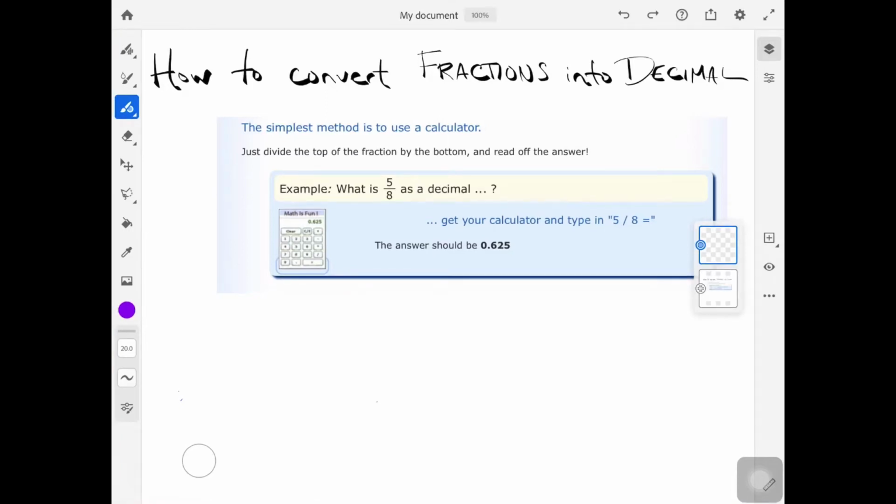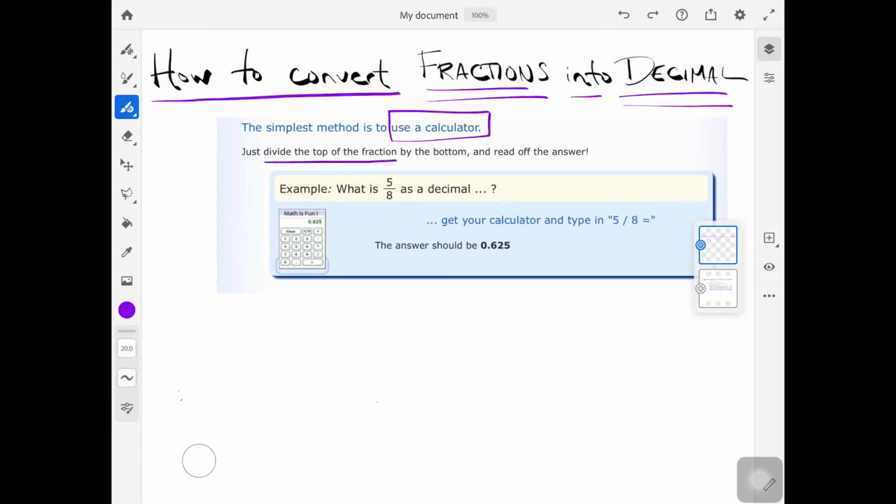For today's math lesson, we are looking at how to convert fractions into decimal numbers. And the first method that we are going to use is the simplest method, and that is the use of a calculator. Now, all we need to do to solve these questions is to divide the top number of the fraction by the bottom number and then read off the answer. Why is it that that works?